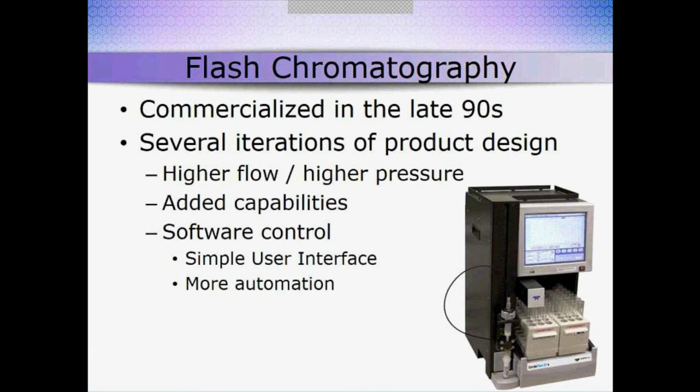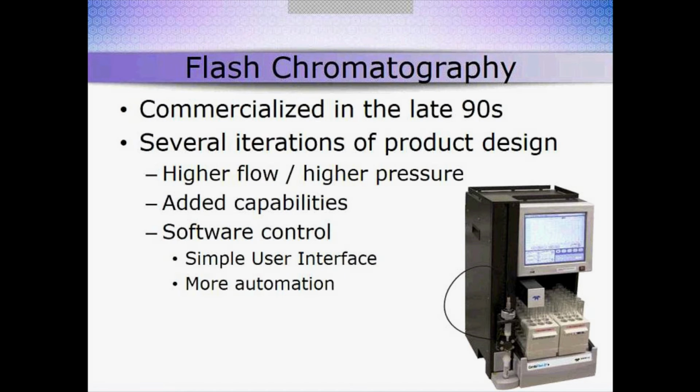The idea is that flash chromatography was commercialized in the late 1990s, and since then, over the last 20 years, it's gone through several iterations of product design. The different iterations have increased the flow rates, built systems that are able to withstand higher pressures, and added a lot of capabilities, a lot of detector options. The first flash systems were primarily a mono wavelength at 254 detector. Now we have UV visible photodiode array detectors, evaporative light scattering detectors, and even mass spectrometer detectors that can be interfaced to flash systems. The other thing that's made a big change is software control.